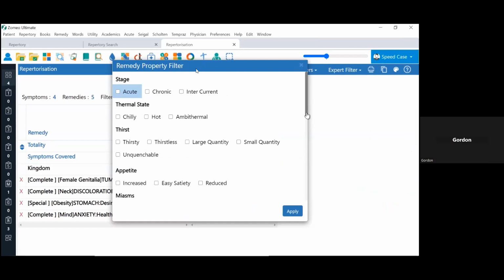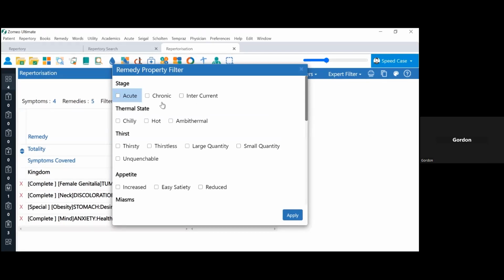Which we need to decide the remedy. So I will be selecting certain parameters from here. The first I will select is chronic, since this is a chronic disease. This is something that has lasted in her for more than a year. We have a parameter called thermal state. So I'll be selecting her thermal state, which is hot. She's essentially a thirsty person. She drinks a lot of water, so I will be selecting thirsty.